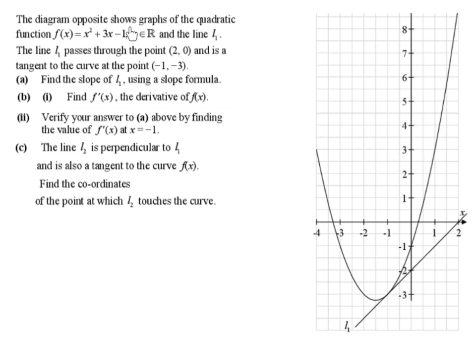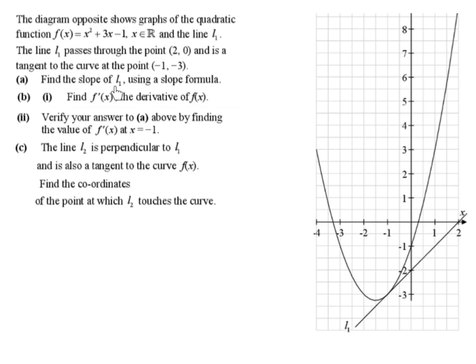The diagram opposite shows graphs of the quadratic function f of x equals x squared plus 3x minus 1, where x is an element of the real number set, and the line L1. So this is our quadratic function, and this is the straight line L1. The line L1 passes through the point 2, 0, and is a tangent to the curve at the point minus 1, minus 3. A tangent is a line that touches the curve in one place. So clearly this is where our line touches the curve.